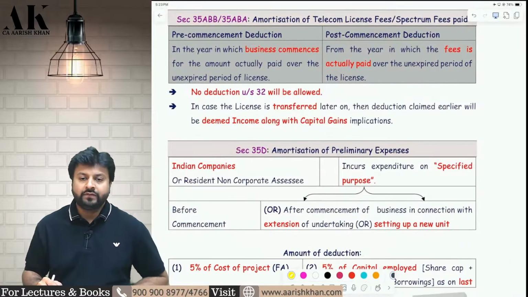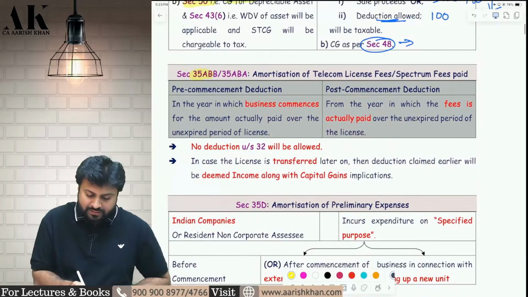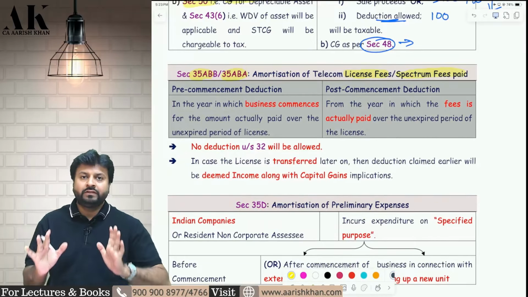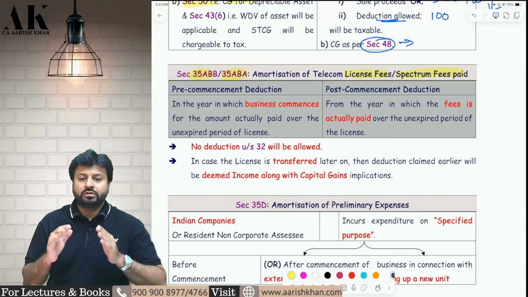Now let's go ahead with the next deduction, that is 35ABB, which talks about amortization of telecom license fees, and 35ABA, which talks about amortization of spectrum fee paid. The treatment for both of them is the same. That is the reason we are doing both of them together.